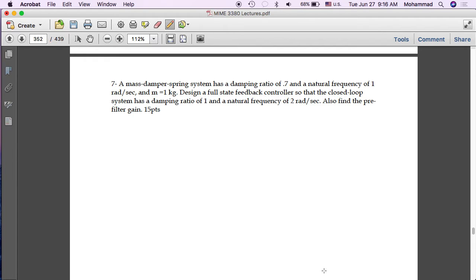Design a full state feedback controller so that the closed loop system now has a damping ratio of 1. So the closed loop system behaves as a critically damped system, and its natural frequency is double, so 2 radians per second. Also find the pre-filter gain, and as you recall, the purpose of a pre-filter gain is to make sure the steady state error goes to 0. Try designing this controller. I'll give you a minute and then I'll start the solution here.